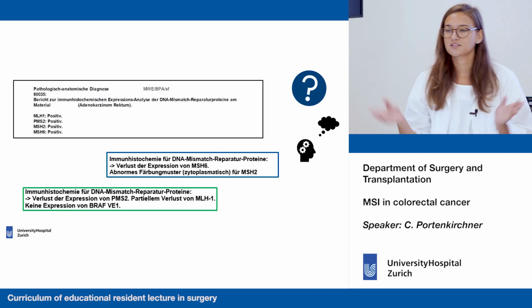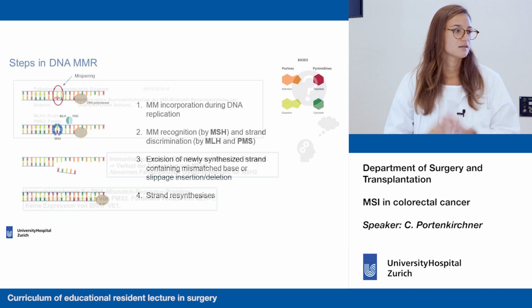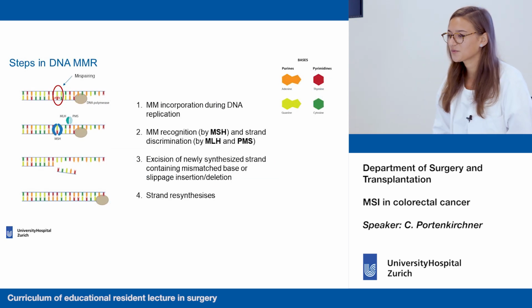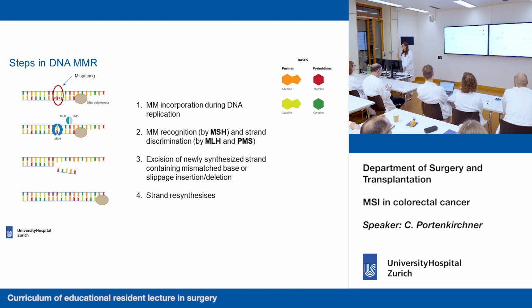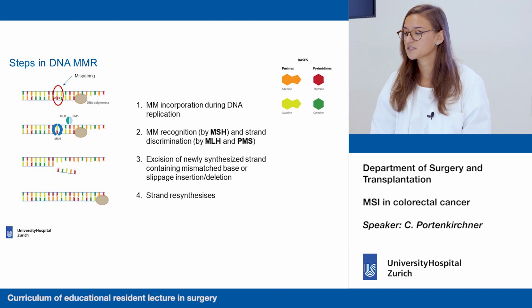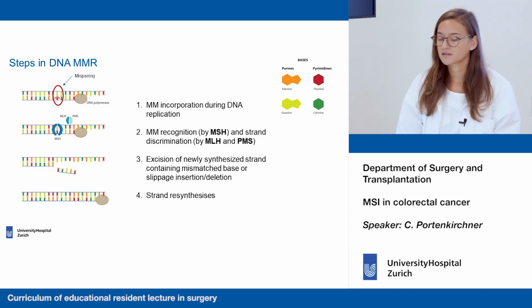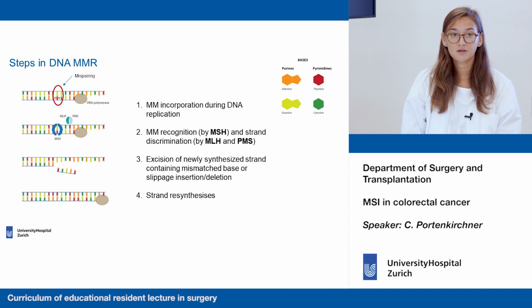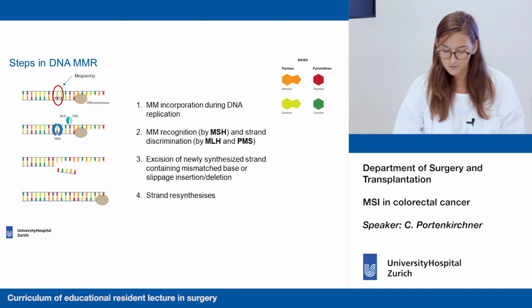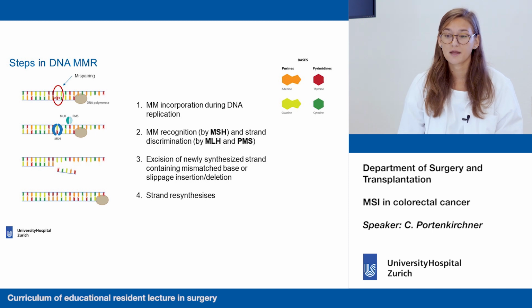Just to remember, maybe from your studies at university, you already know the steps in DNA mismatch repair. We have a mispairing in one of the bases of the DNA: adenine, thymine, guanine, and cytosine. If we have a mispairing, we have systems like proteins and enzymes that recognize the wrong mispairing, and then the new strand resynthesizes.